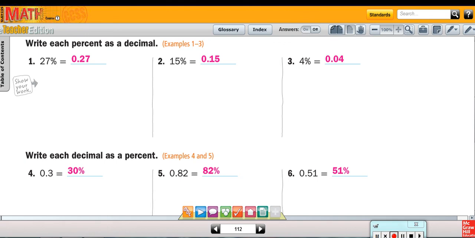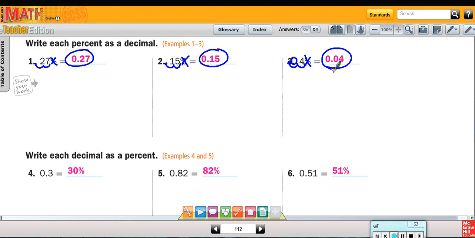Okay, when we're changing percents to decimals, it kind of appears we're getting smaller. So I remove that percent sign, divide by 100, I get 27 hundredths. Remove the percent sign, divide by 100, I'll get 15 hundredths. Remove that percent sign, divide by 100, annex the 0, I get 4 hundredths.